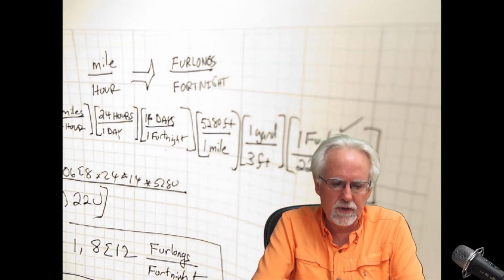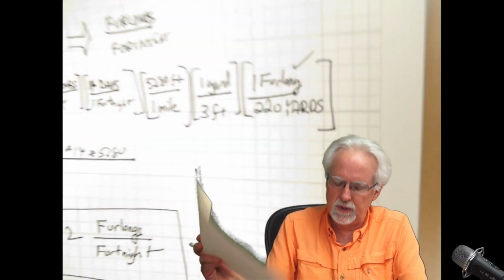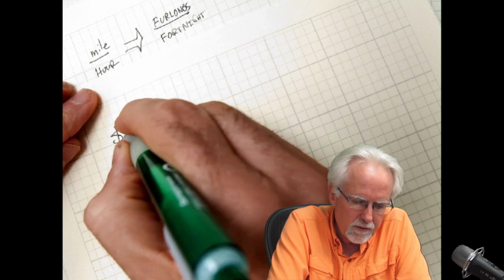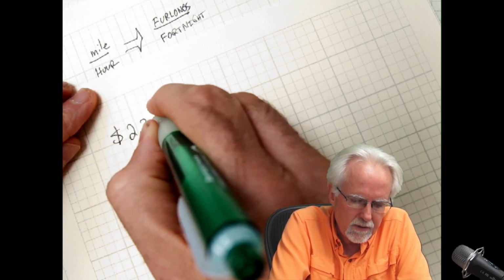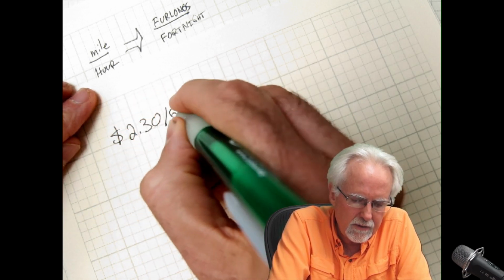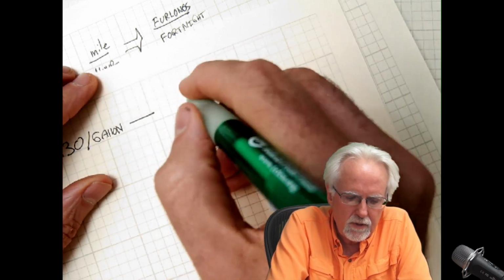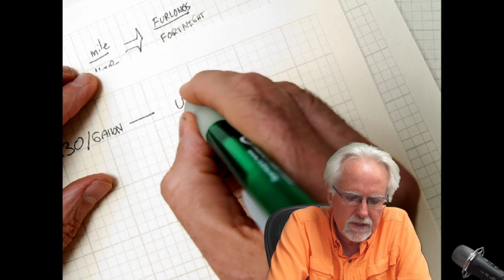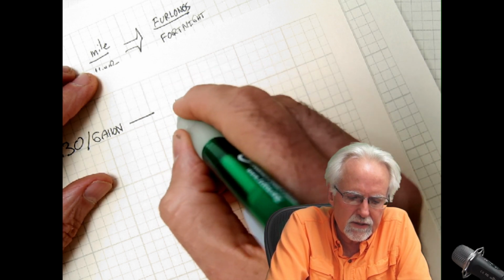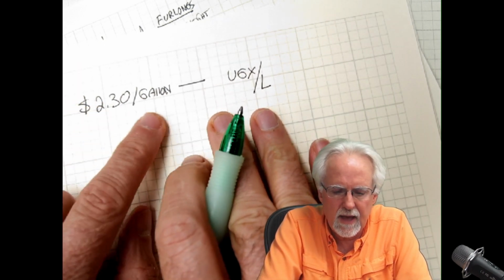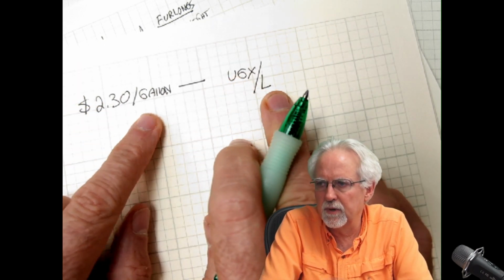All right, let's do the next one. And the next one was that gasoline in the United States I just filled up, and it was $2.30 per gallon. And I want to go to Uganda shillings, UGX, Uganda shillings per liter. So dollars per gallon to shillings per liter.